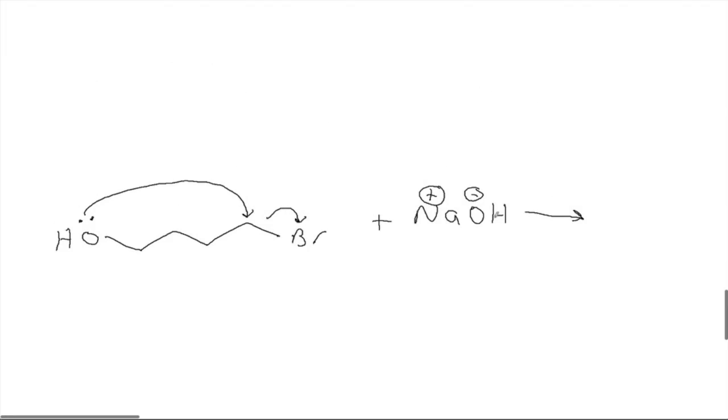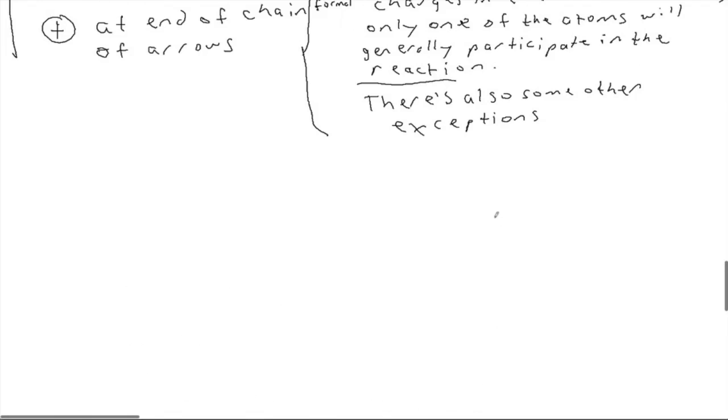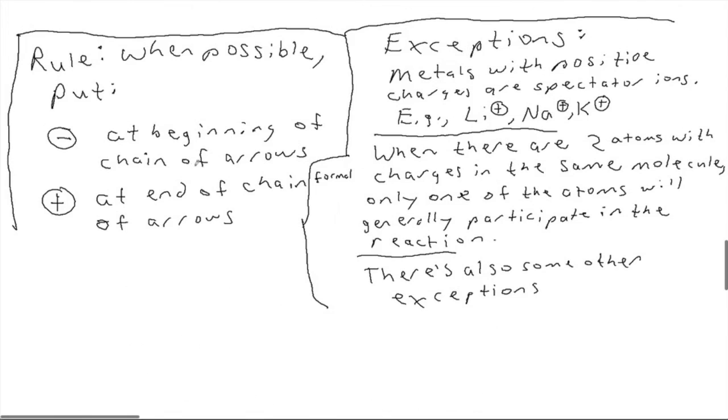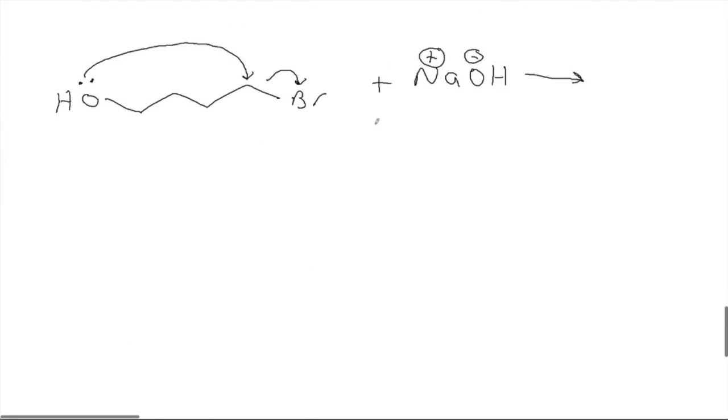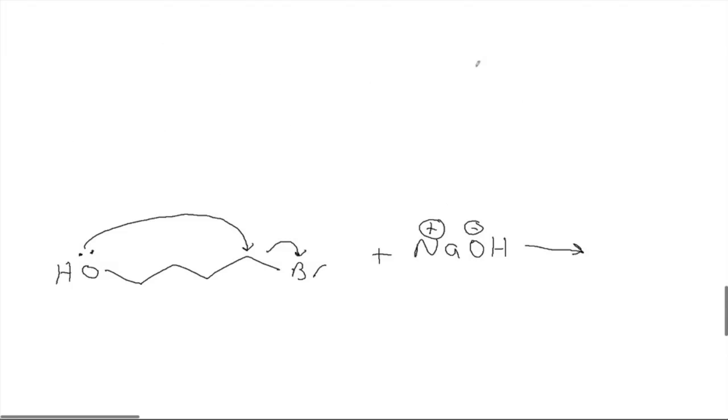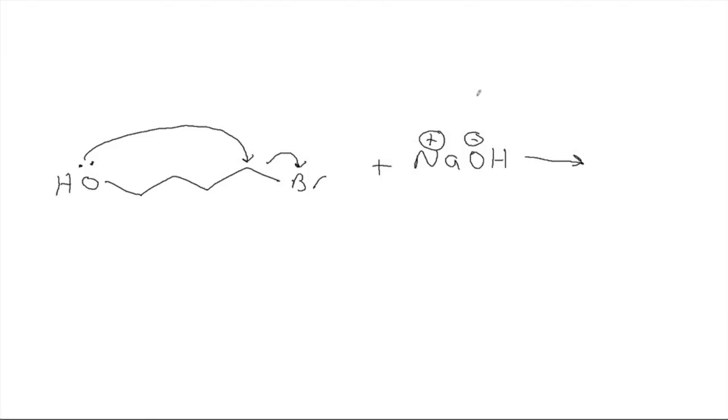Well, that doesn't make sense. Do atoms with charges usually act like spectators? No, except for these metals. Normally the atoms with charges are going to participate in the reaction. So these arrows do not seem very reasonable because they're not using this atom with the charge. Okay, so these arrows are not reasonable.